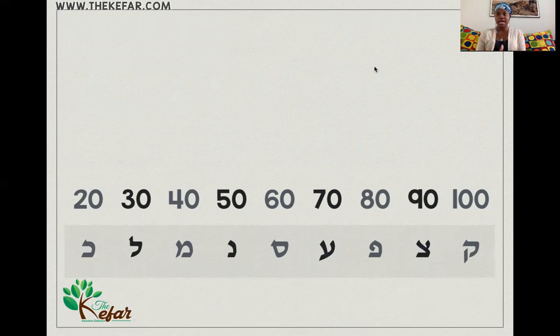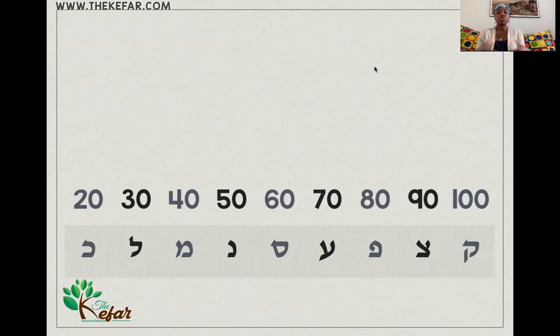So if you remember, 10 was Yod, and now we're going to continue with each letter in groups of 10. So Kaf is 20, because after Yod comes Kaf. After Kaf is Lamed, which is 30, and then Mem, which is 40, Nun is 50, Samech is 60, Ayin is 70, Pei is 80, Tzadi is 90, and then Kuf is 100.